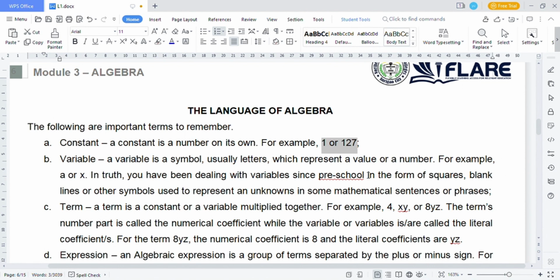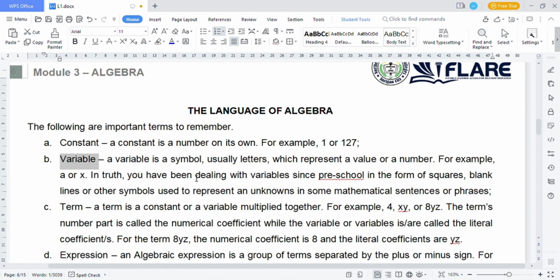So any number is a constant on its own. The second one is variable. Let's remember the terms. Variable. So what is a variable?